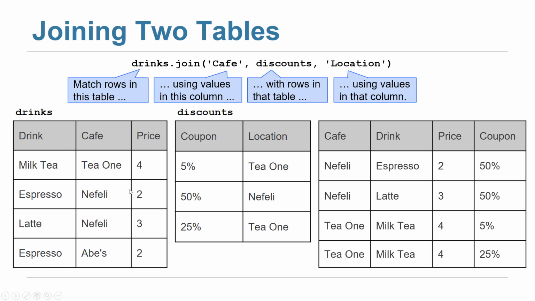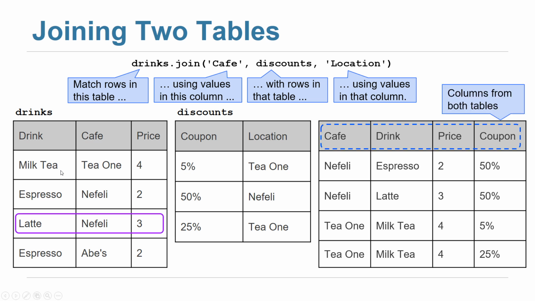Now look at what are the values that we have in the resulting table. Let's look at this row, latte in Nefeli. Okay, so which rows here we should join with? The second one, because it has the same cafe. Then resulting from that, we will get this row.